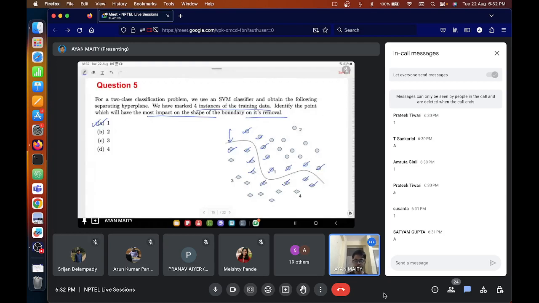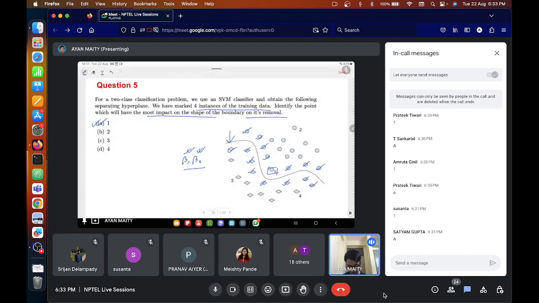Obviously we cannot say without the exact locations or coordinates of these points, but we can guess that these points are the support vector points. The decision boundary, basically the beta and beta naught, these parameters of the model depend on these support vector points only. So if we remove point 1, beta and beta 0 would change, and then the decision boundary would also change.